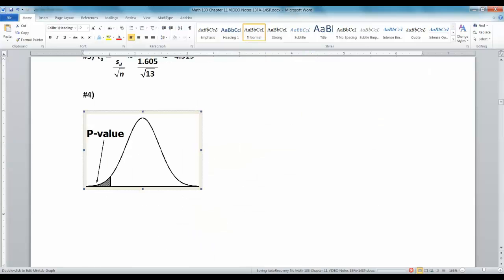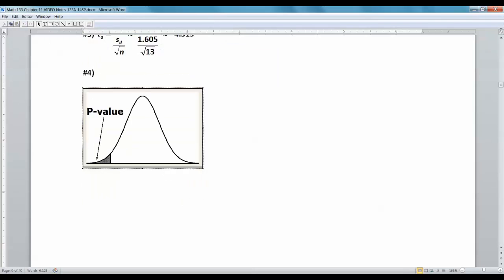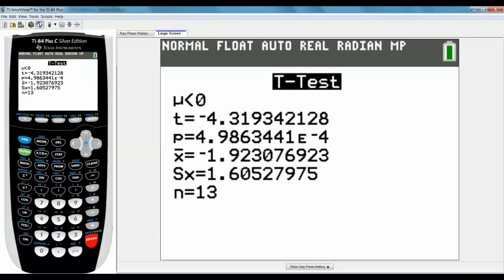All right, so I copied and pasted it. Now let's get in here. So I got to open this up in a program because we got to label both parts. You got to label where that line is, and you got to label your p-value right here. Well, the labeling of the line, we know it's negative 4.319. It's what we just found above. And then the p-value comes from the calculator as well. It's right here. It's 4.986.